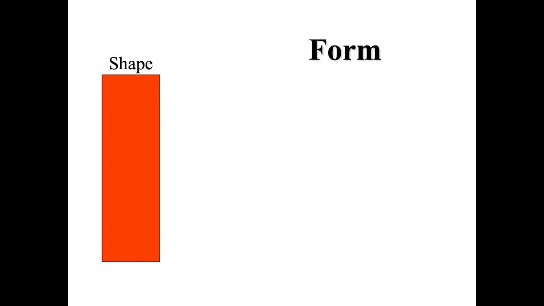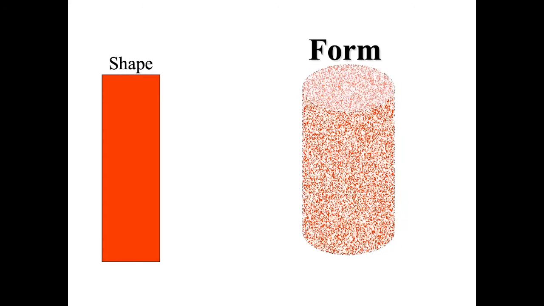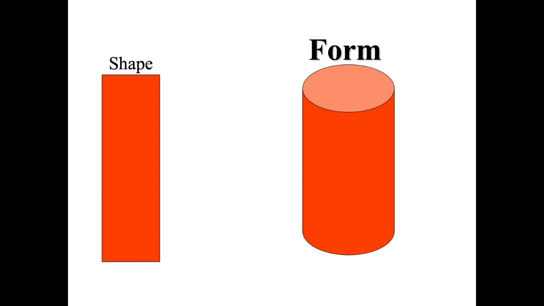All right, let's look at a new shape. As a shape, it looks like a rectangle. As a form, we can make it into a couple of different things. Like, in this case, we call this a cylinder. A soda can is a cylinder. A totem pole is round like a cylinder.